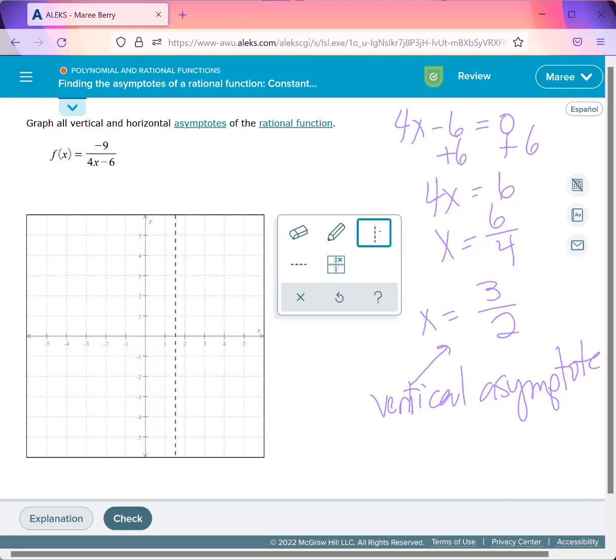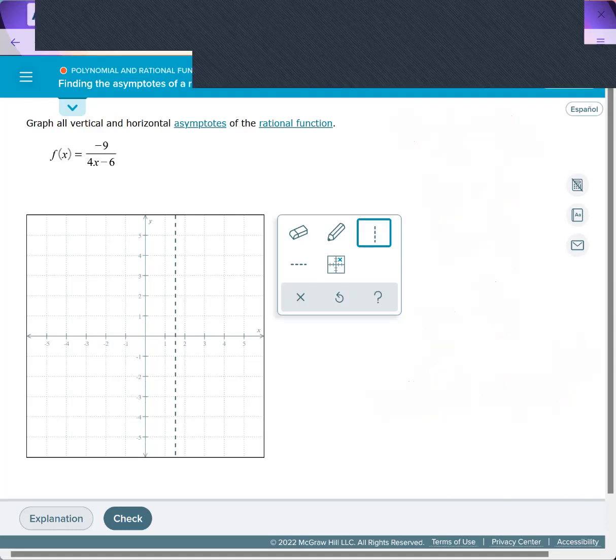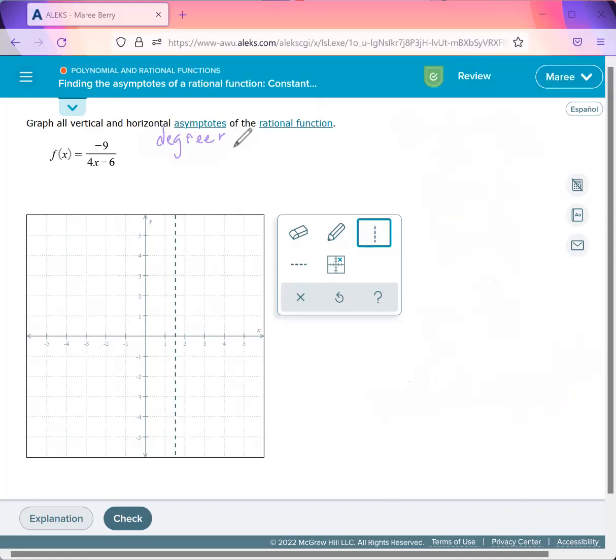Now to find the horizontal asymptotes, there's a couple of things that you need to know. We're going to be looking at the degree of the numerator and the denominator. So if the degree of the numerator is called n, and the degree of the denominator is called m. This is for any rational function, by the way; rational just means it's a fraction.